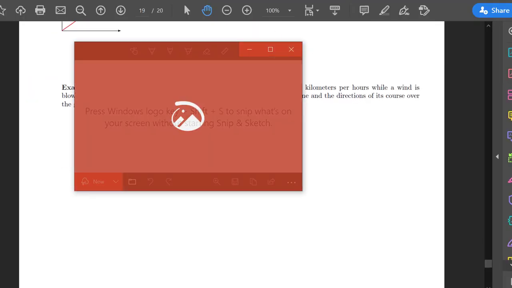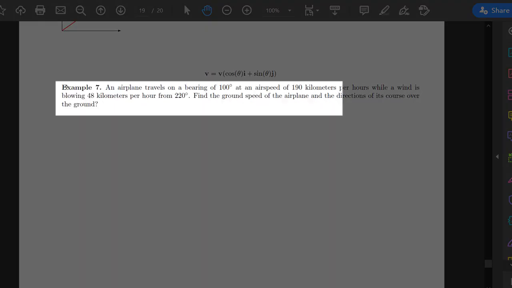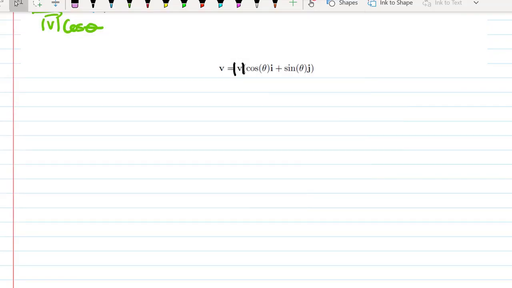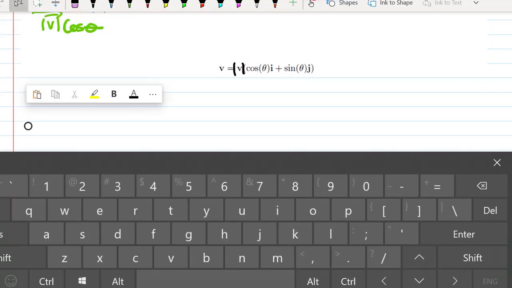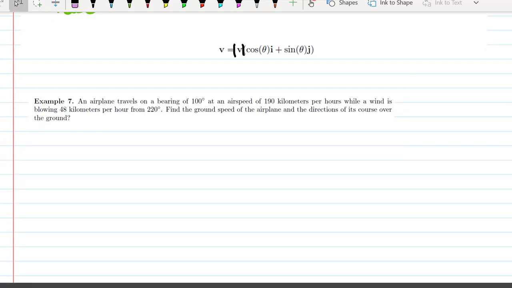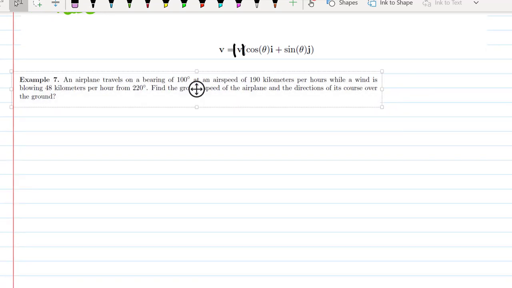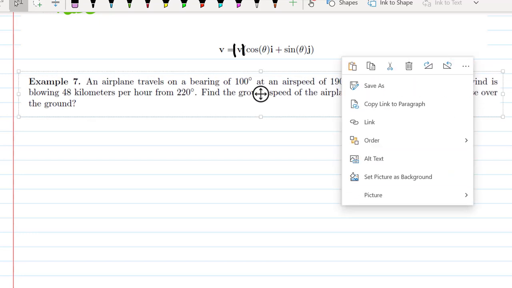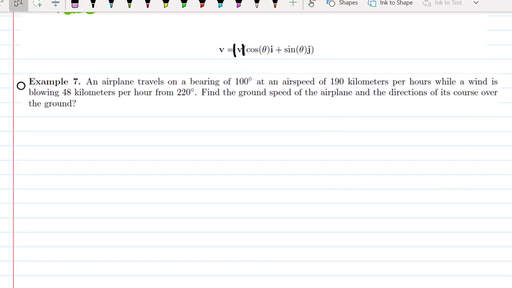So example 7. An airplane travels at a bearing of 100 degrees at an airspeed of 190 kilometers per hour, while a wind is blowing 48 kilometers per hour from 220 degrees. Find the ground speed of the airplane and the direction of its course over the ground.